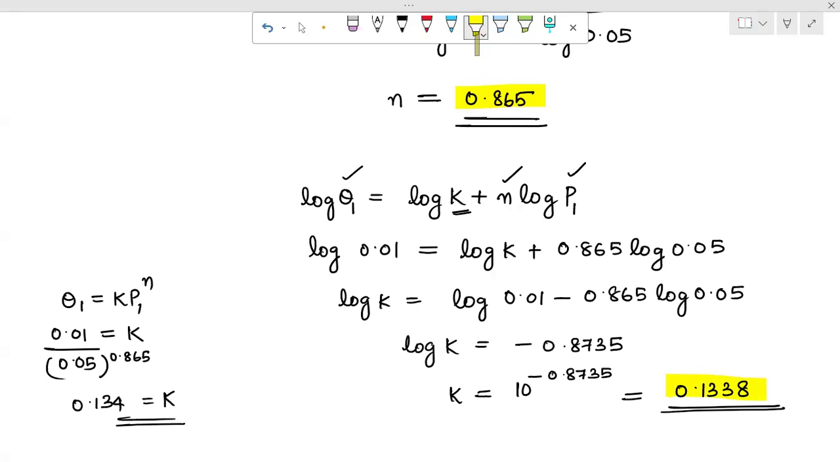It's a good question. Such a type of question is not yet asked in either GATE or NET, so you can expect such questions.